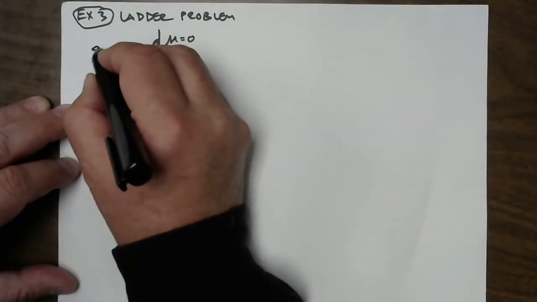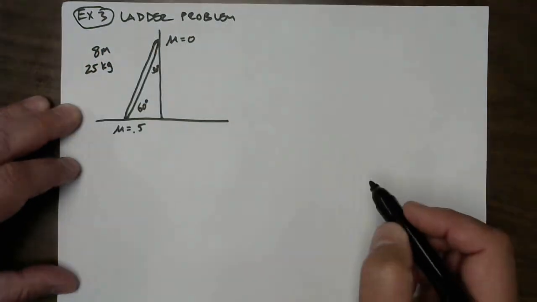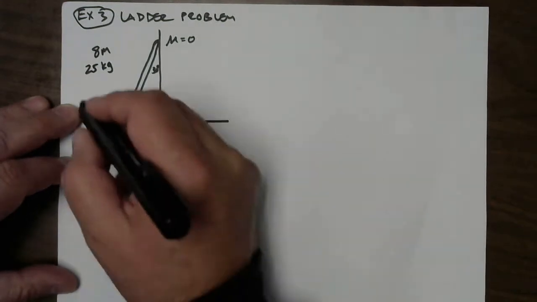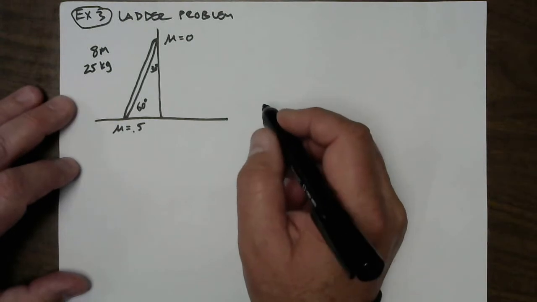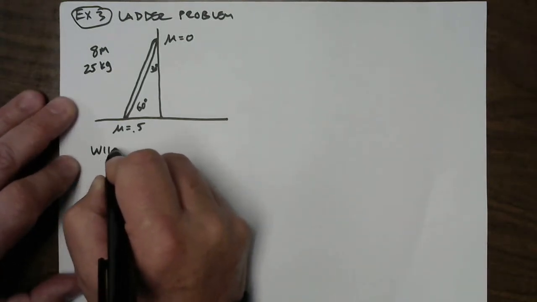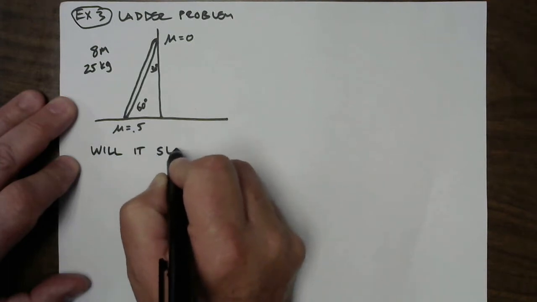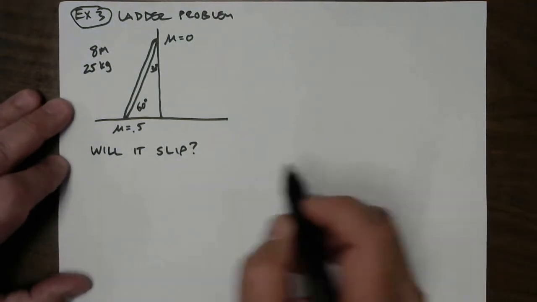This ladder is going to be 8 meters long and is going to have a weight of 25 kilograms. It was 20 in my previous example, so I'll be working with all new numbers. That's going to be exciting. All right, so this is a difficult thing. I want to know, basically, will it slip? So that's the question.